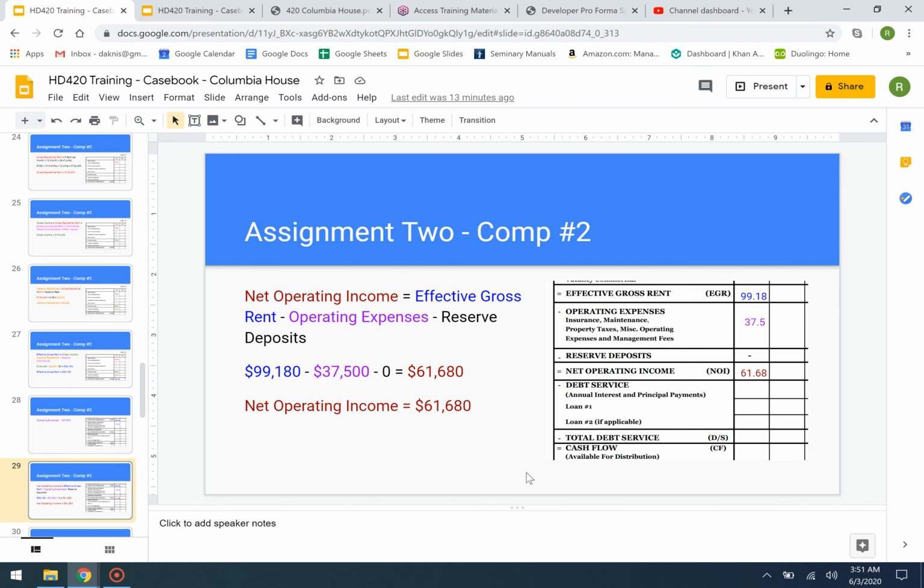Once we have our operating expenses, we can take our effective gross rent minus those operating expenses. Again, no reserve deposits, we can come up with our NOI. So 99,180 minus the 37,500, and we come up with 61,680. Great, NOI, very important number.